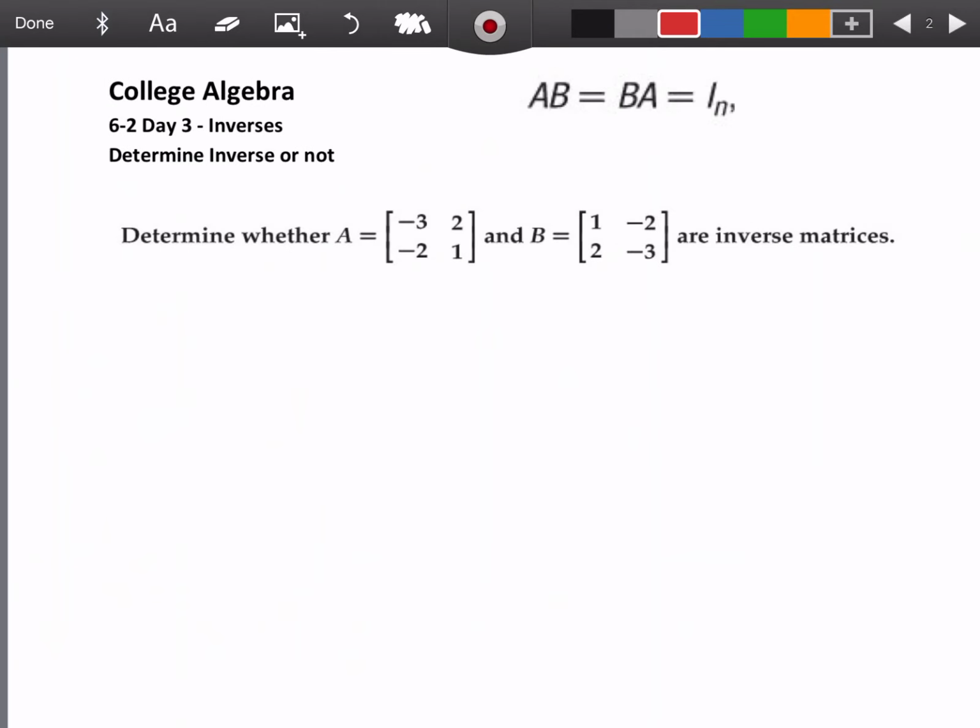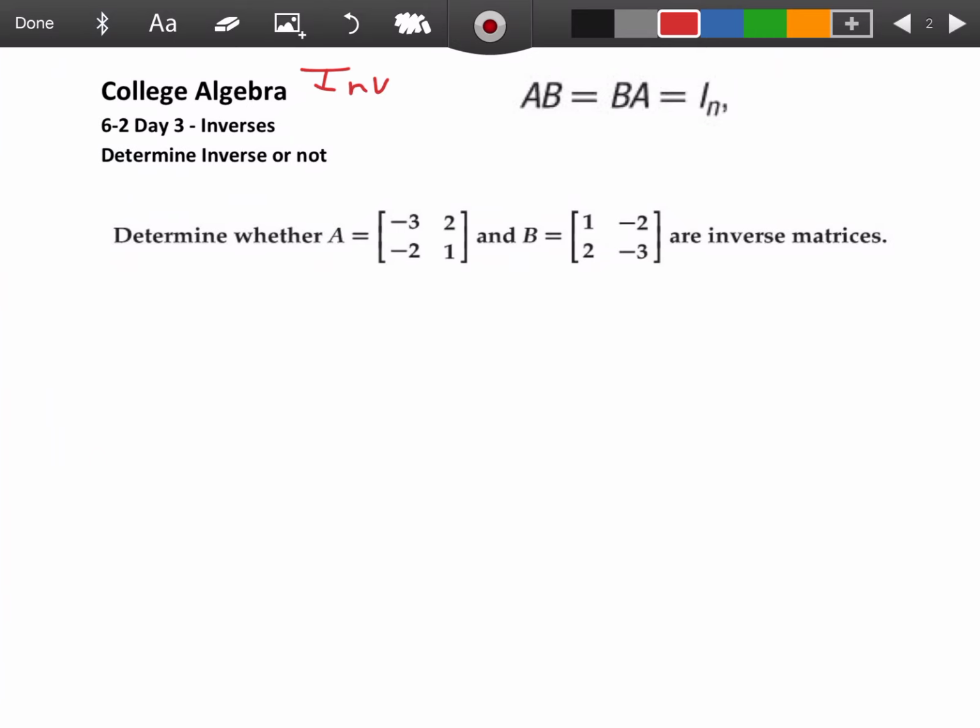So we have something like this. This is the inverse identity, or the inverse definition. We have to multiply A times B, and we have to multiply B times A, and they both have to be the identity matrix. In this case, we're talking about I2, so our answers need to look like that. This takes a little bit of time. To find out if it is an inverse, you're going to have to go through the whole thing to make sure that it turns out to be the identity matrix.